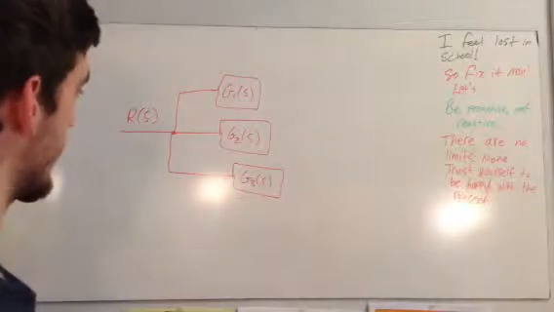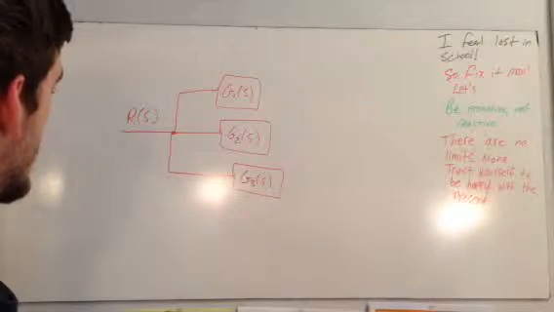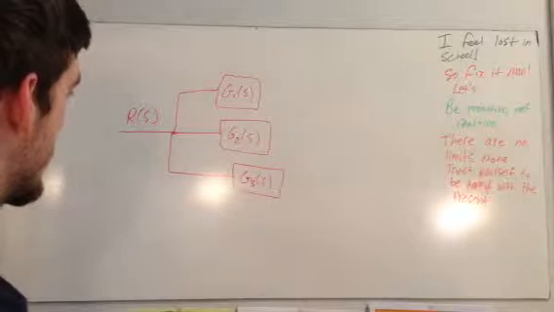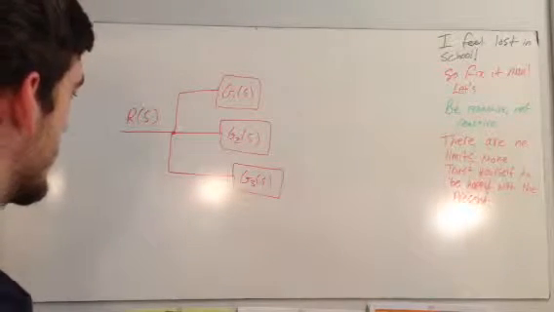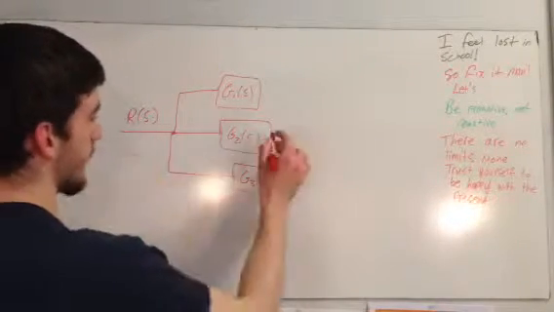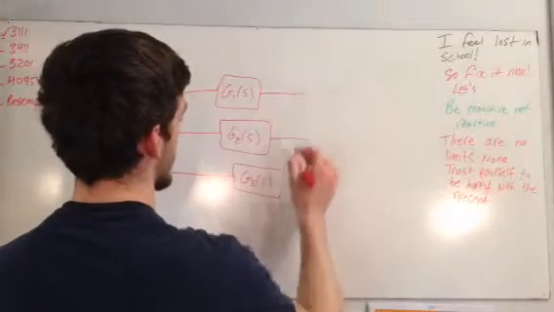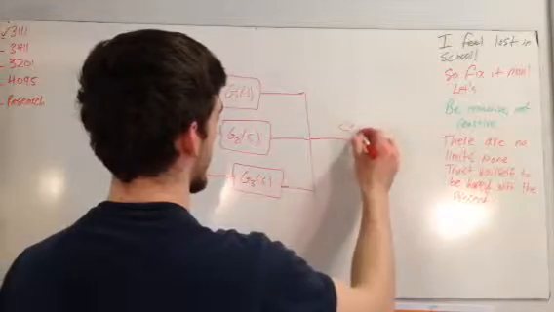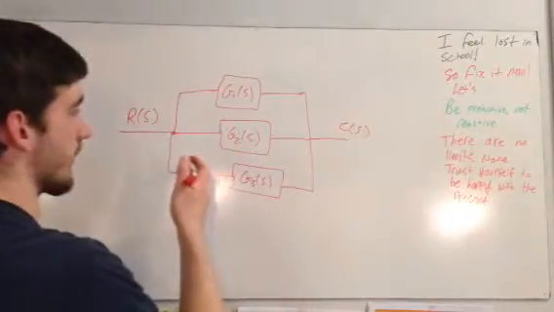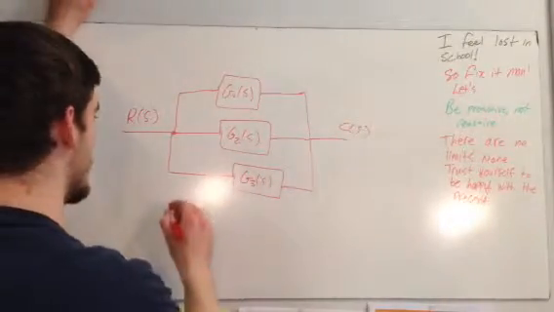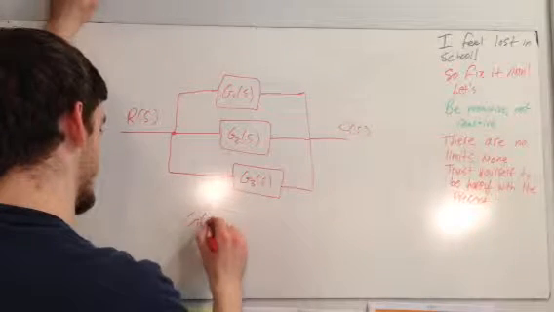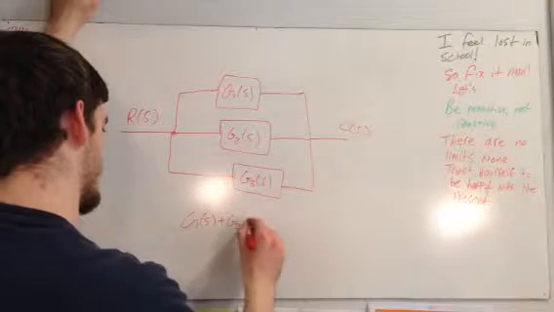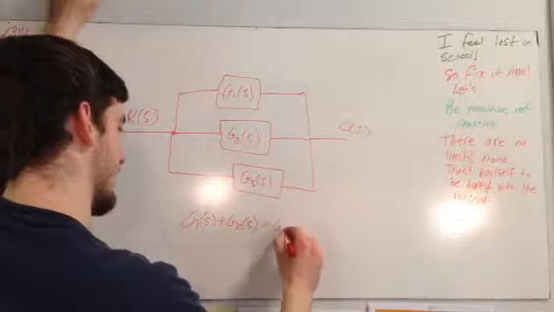And at this point, what happens here? Now, let's say this is just C of S. All this is G1 of S plus G2 of S plus G3 of S.